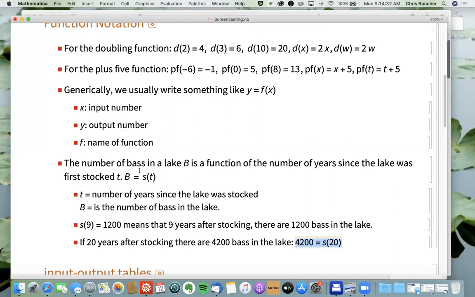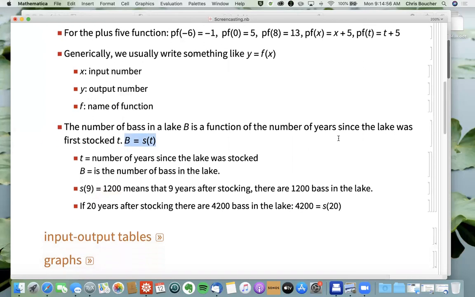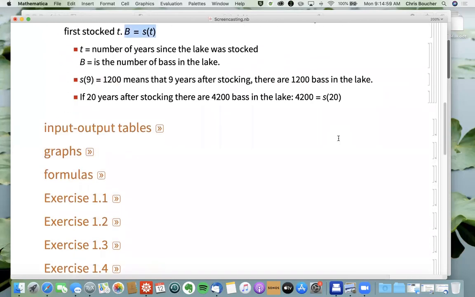So here we don't really have a formula for S of T, just a context for it, an understanding of what it means. And a problem in statistics that we won't talk a lot about in this class is, in a situation like this where you might have some data for the number of years and the number of bass, can you come up with a formula that captures this function well? Again, that's mostly not a topic for this class.